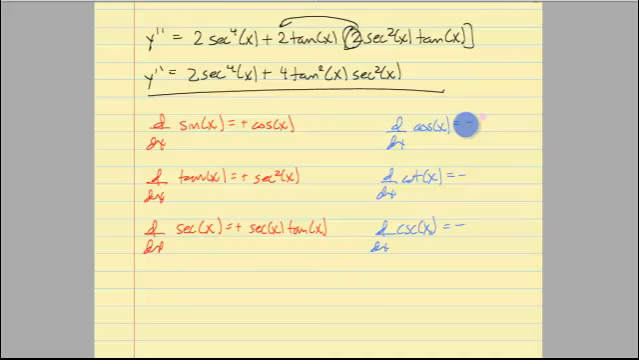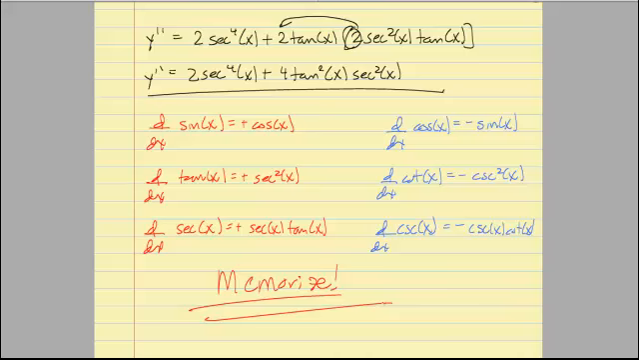Now, over here on this side, the derivative of cosine is going to be a negative sine. The derivative of cotangent is negative cosecant squared of x. The derivative of cosecant x is negative cosecant of x, cotangent of x. And again, you must have this memorized as soon as possible. On your quiz on Tuesday, you're not going to have a set of notes to go from on this one, so you need to have these memorized. Good luck!